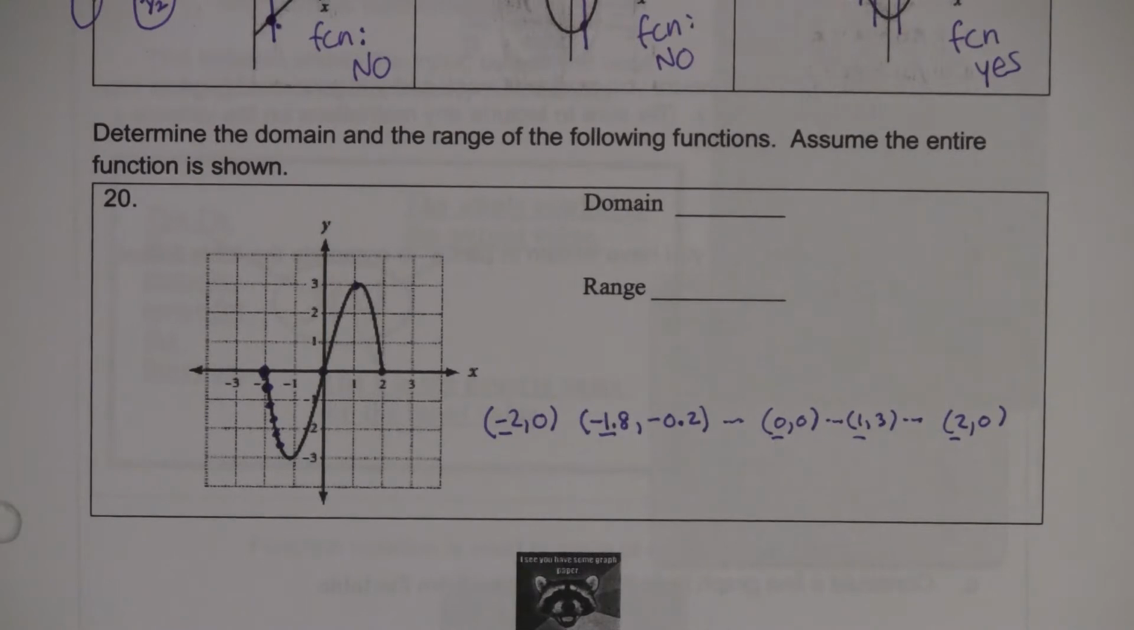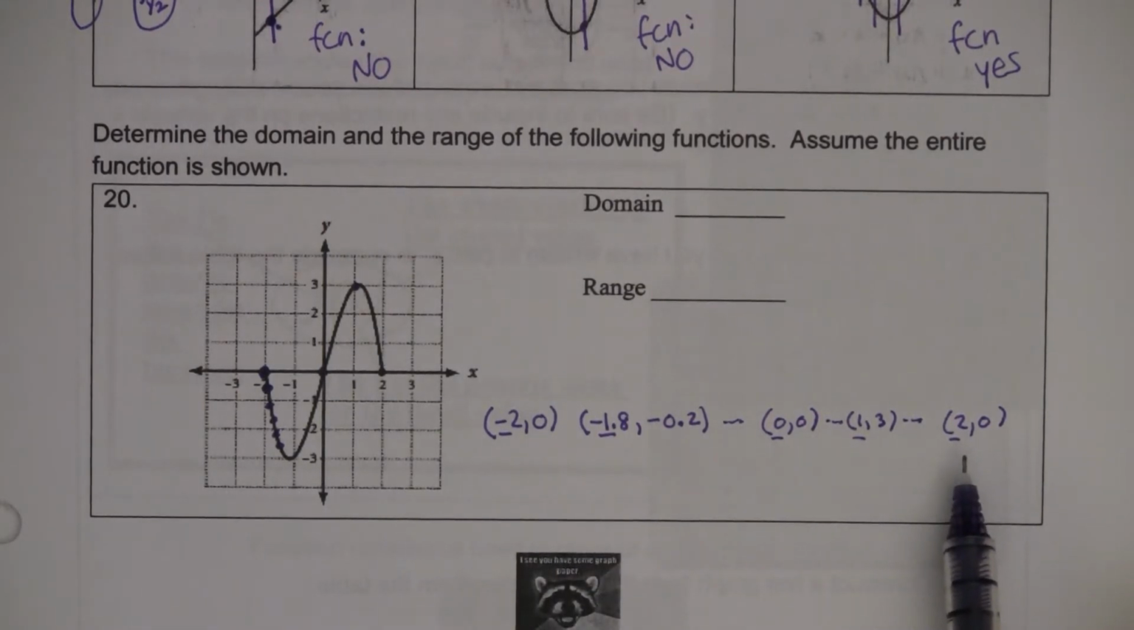But I do notice this, that the smallest of them is -2, right? They're in order here. And the biggest of them is +2.